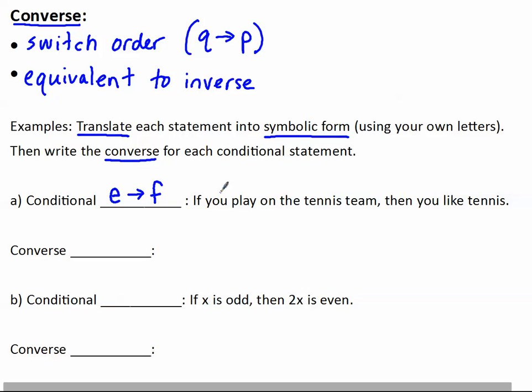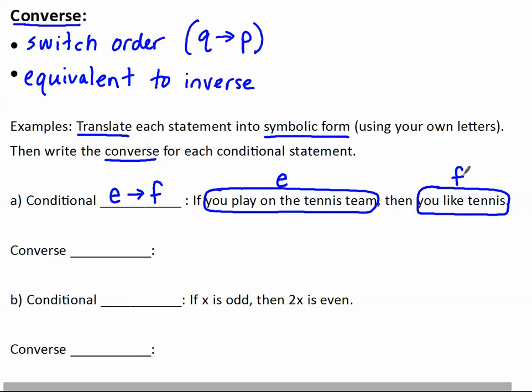That means our hypothesis, this part right here after the if, is represented as E, and everything after then, the conclusion, is F. If we write the converse, that means we switch the order. So we begin with F and then flow to E. Now notice I didn't circle the if because the if stays at the beginning of the sentence, and I didn't circle then because then stays in the middle of the sentence.